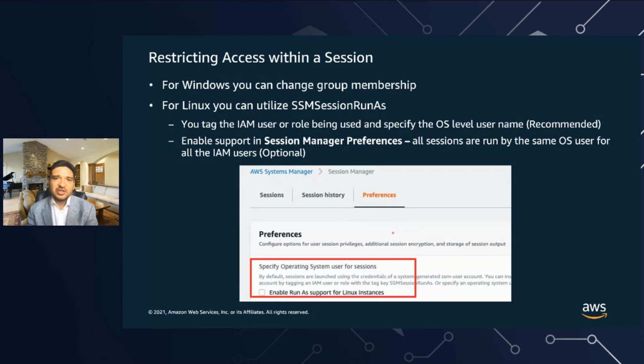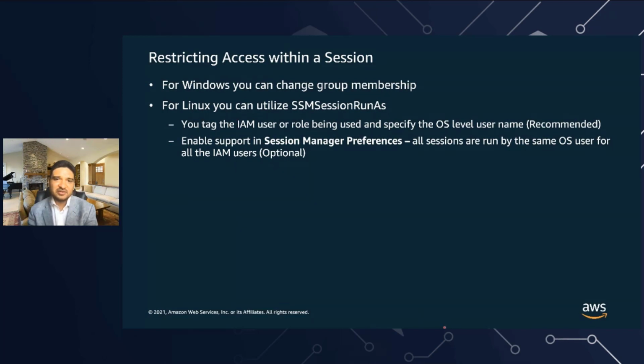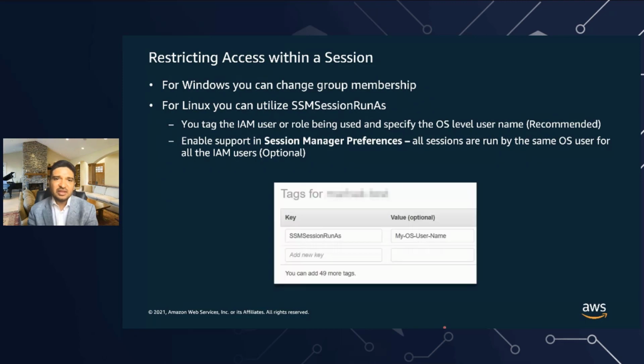Now this is where you actually set it. You go to Systems Manager, Session Manager, and Preferences, and this is where you can set the second setting, which is to enable running as a different user. And then this is the first option, where you go and create a tag for each of those IAM users or their specific roles on which user they can connect as.